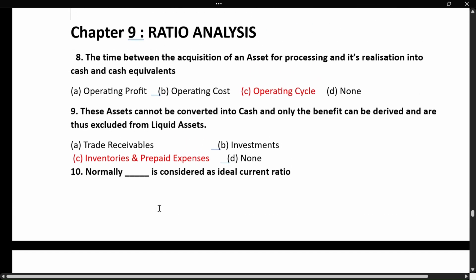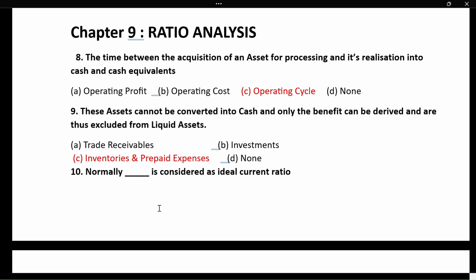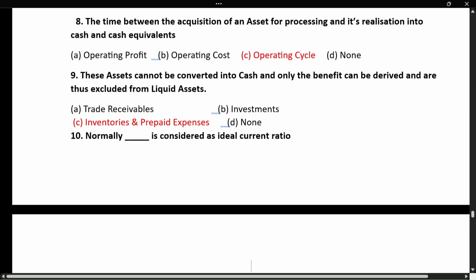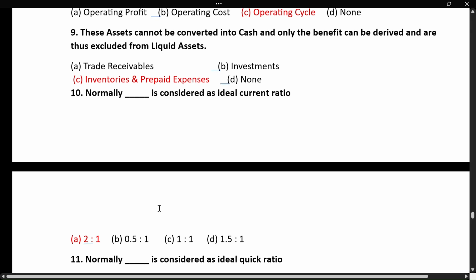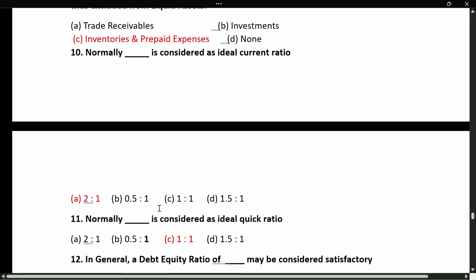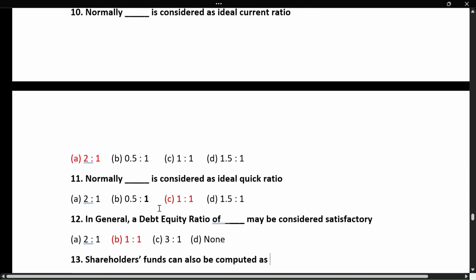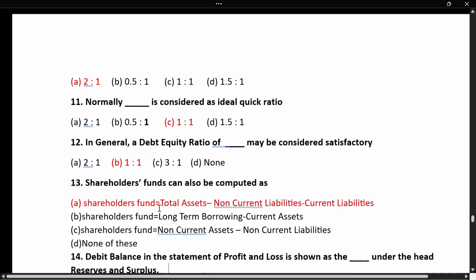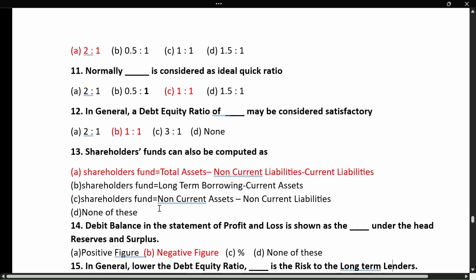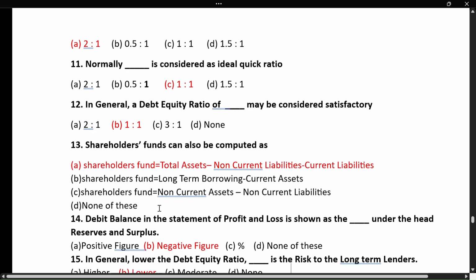The time between the acquisition of an asset for processing and its realization into cash and cash equivalent is the operating cycle. These assets cannot be converted. Inventories and prepaid expenses cannot be converted into cash, so only the benefit can be derived. So they are excluded from liquid assets. Normally 2:1 is considered the ideal current ratio. Normally 1:1 is considered the ideal quick ratio. In general, a debt equity ratio of 1:1 may be considered satisfactory.